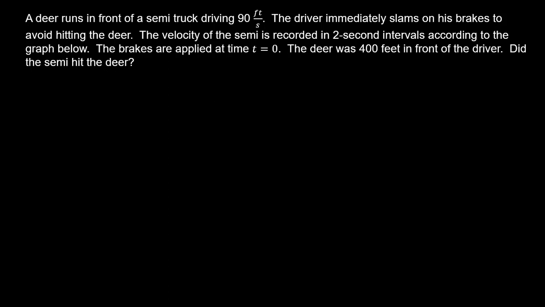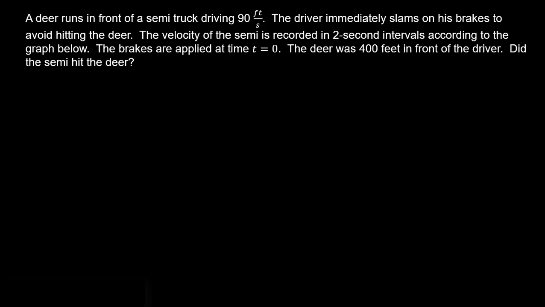A deer runs in front of a semi-truck driving 90 feet per second. The driver immediately slams on his brakes to avoid hitting the deer. The velocity of the semi is recorded in 2-second intervals according to the graph below. The brakes are applied at time t equals 0. The deer was 400 feet in front of the driver. Did the semi hit the deer?